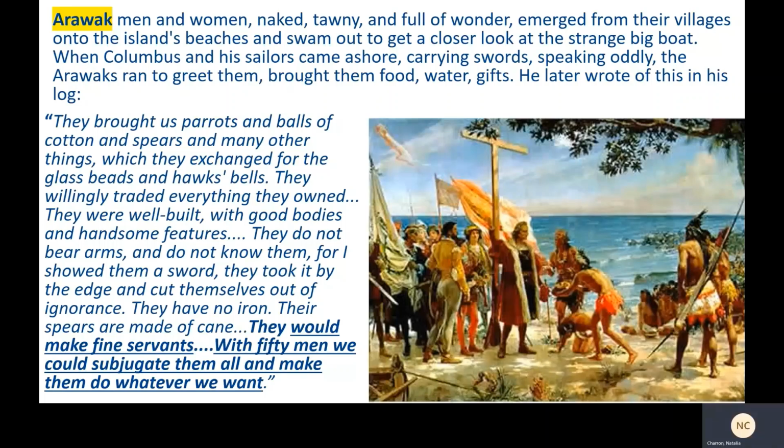They brought us parrots and balls of cotton and spears and many other things, which they exchanged for the glass beads and hawk's bells. They willingly traded everything they owned. They were well built, with good bodies and handsome features. They do not bear arms, like weapons, and do not know them. For I showed them a sword, and they took it by the edge and cut themselves out of their ignorance. They have no iron. Their spears are made of cane. They would make fine servants. With 50 men, we could subjugate them all and make them do whatever we want.